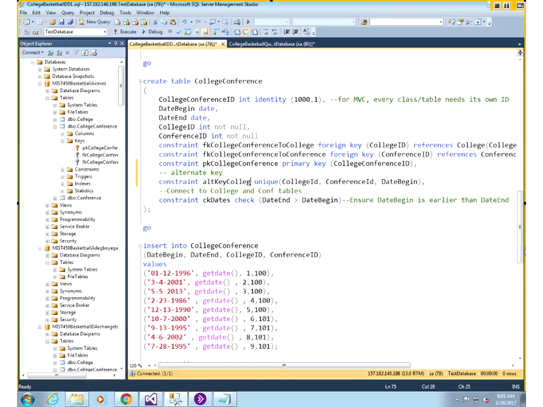So the alternate key for college conference is we are going to make this combination unique. Okay. And what else are we doing? And this is something, how many of you understand what Logan has done here?